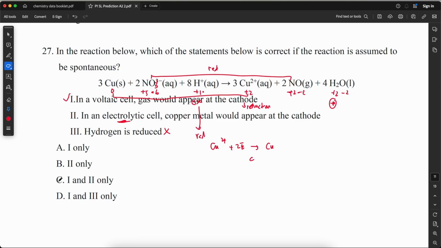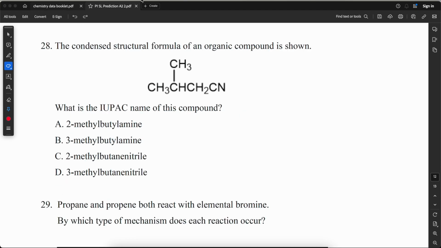1 and 2. The condensed structural formula of an organic compound is shown. What is the IUPAC name of this compound? So this CN will be nitrile. So 1, 2, 3, 4. It has an alkyl at the C number 3. So the total main chain has 4C, so it's butane, and 3 methyl.